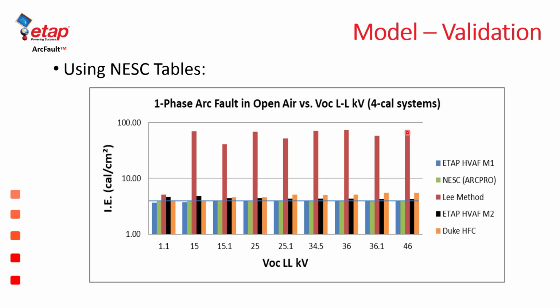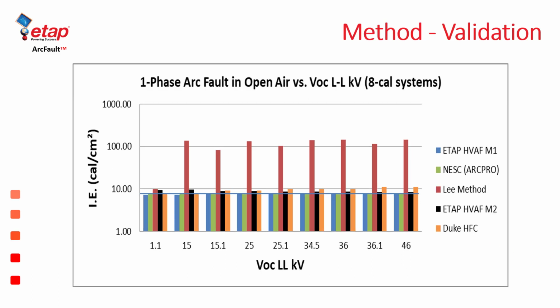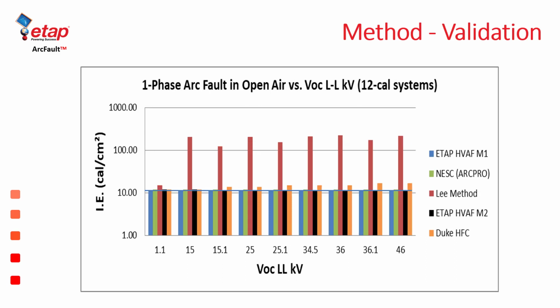The long bars represent a comparison of the Lee method, which at one point was recommended by IEEE 1584 as an alternative method for performing incident energy calculations in systems above 15 kV. This, of course, is no longer supported, and as far as I believe, is no longer even recommended in the next IEEE 1584 standard. Several comparisons were made, 4 calorie, 8 calorie, 12 calorie systems, and all consistently showing results within a very small margin of difference.